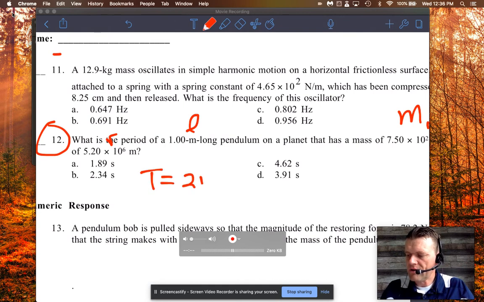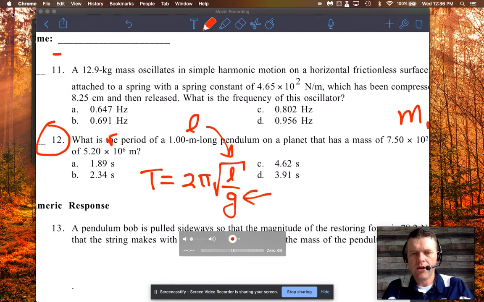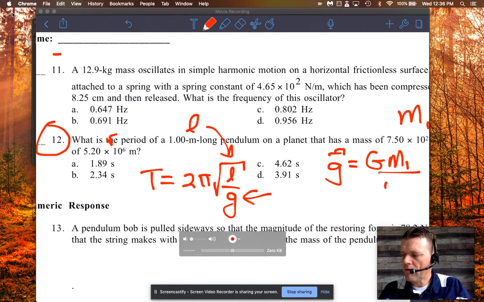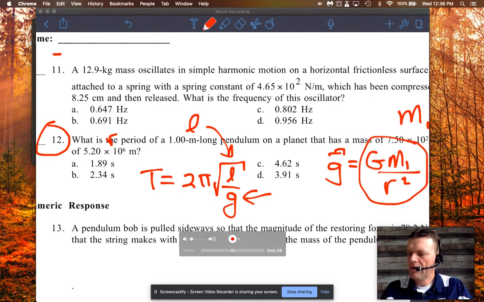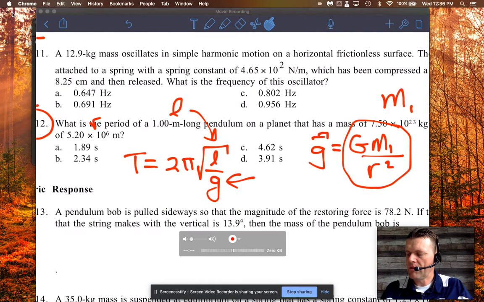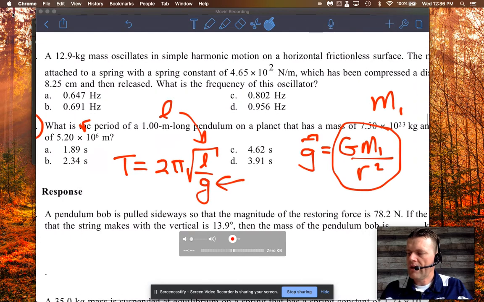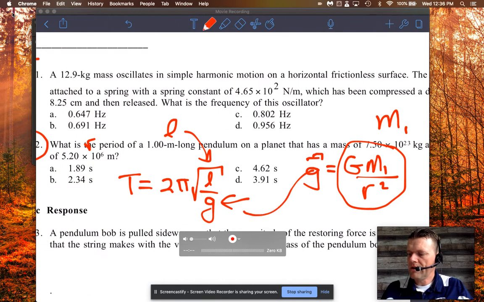The period for a pendulum is 2 pi times the square root of L over g. In order to get the period, you have the length, but you don't have g. So you can find little g first. Little g is equal to big G times M1 over R squared. Your first step is to do this calculation using the mass and the radius of the planet. Then you take that little g and you put it right there.